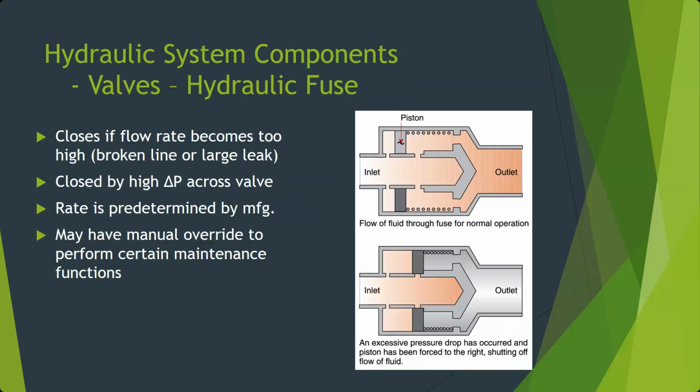In areas where we have a high chance of the flow rate becoming too high, i.e. there's a good chance that we'll get a broken line or a large leak, we don't want to drain our hydraulic system through that area. So where is an area where broken lines or large leaks are probably more likely than other areas? What's that? Landing gear well? Thinking the landing gear well?